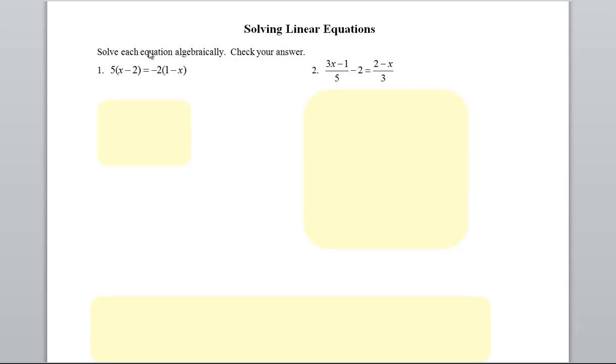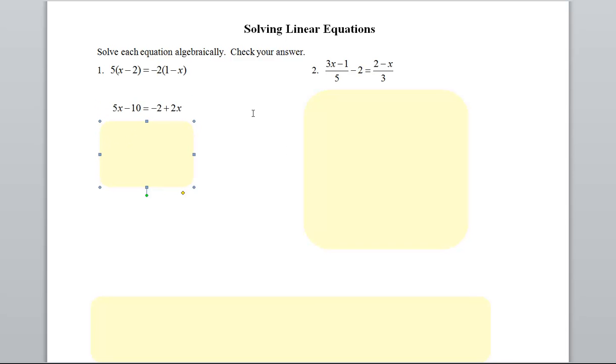So in the first problem, if you'll notice, I have got parentheses, and if you remember, we've got to use the distributive property. So I've got to distribute the 5 through to everything inside on the left, and on the right a negative 2 through. So on this side I should have a 5x minus 10, and on the right hand side a negative 2 plus 2x. So let's see if I do.